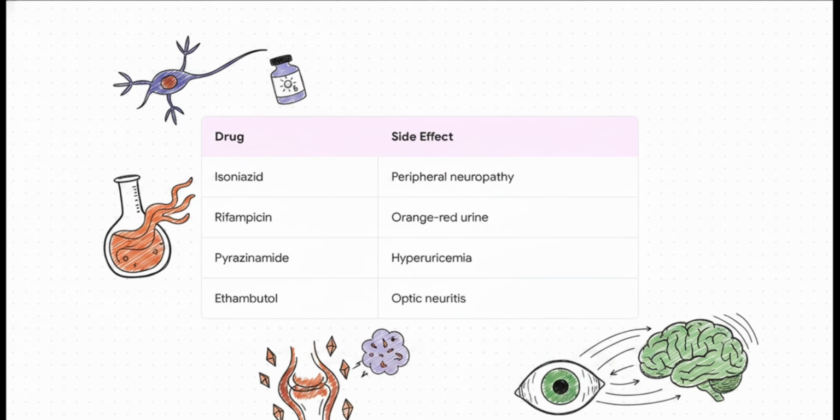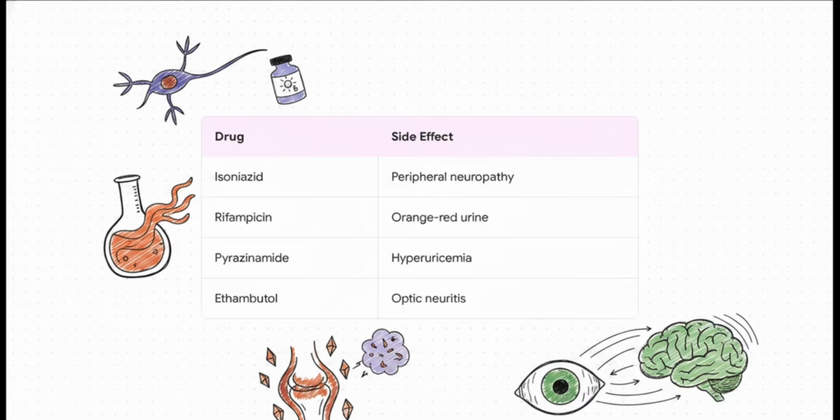Now, because these bacteria are so tough, this HRZE drug regimen is intense, and you absolutely have to know the highly specific side effects for each drug. Isoniazid, or H, inhibits mycolic acid, but can cause peripheral neuropathy, which is exactly why we always supplement it with vitamin B6. Rifampicin, R, inhibits RNA polymerase, but will harmlessly turn the patient's urine an intense orange-red.